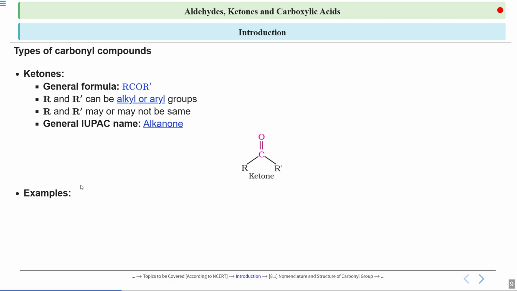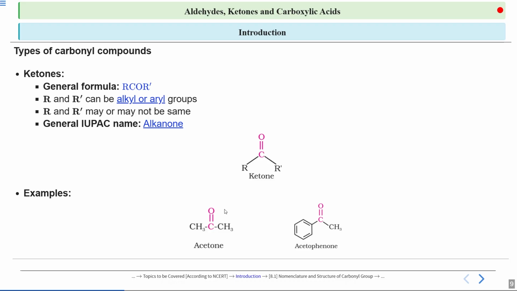Now if you look at the examples of ketones, this is called acetone. See over here, this is C double bond O. This side you have a methyl group and this side also you have a methyl group. So this is acetone. Then over here, this is a C double bond O group. On this side you have an aryl group, and this side you have an alkyl group, that is a methyl. So this is acetophenone. These are the examples of ketones.